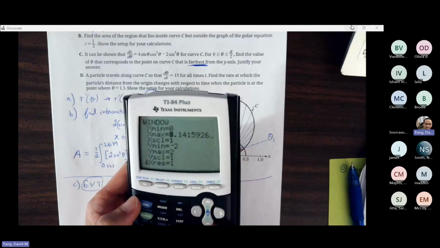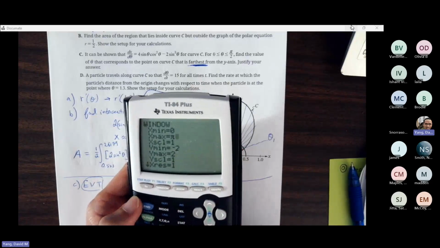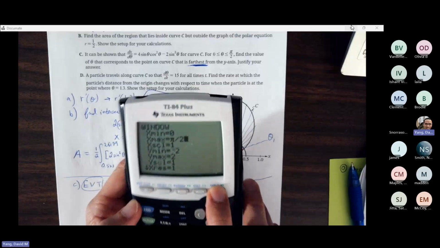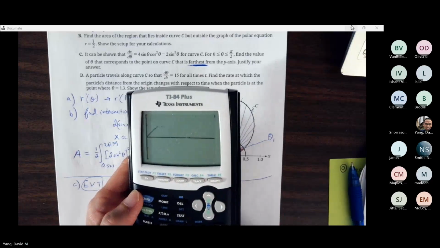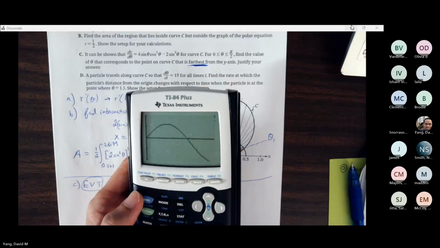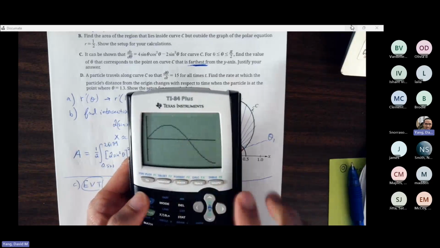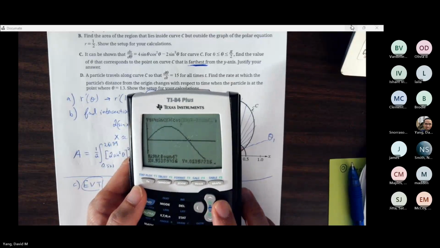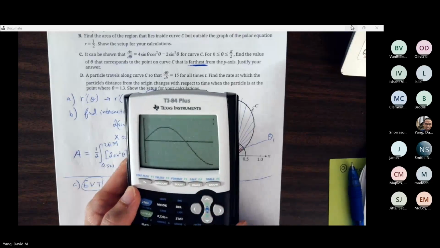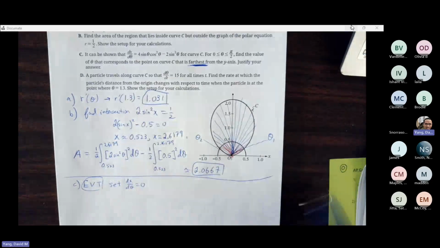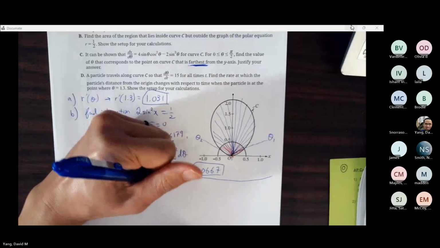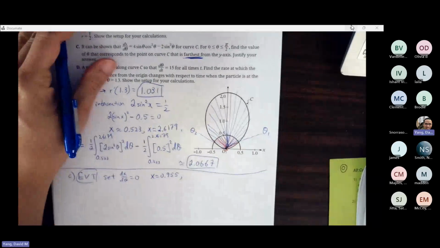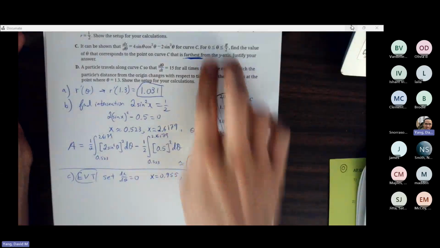Actually, I do want to adjust my x max to be pi over 2, so I'm not having to look at anything more than past that endpoint. Okay, so that's the only point I need to worry about. So second trace 0.955. That's the only critical point, but we also need to involve 0 and pi over 2.